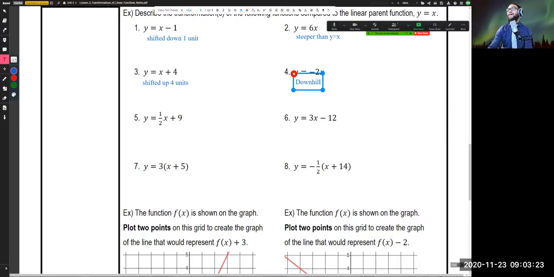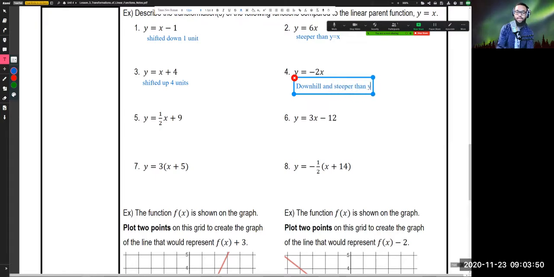And then how is it going downhill? Is it steeper or is it less steep? This has a value other than 1. That's a negative 2 right there. So since it's going downhill, it's also going to be downhill and steeper than y equals x, than our parent function, okay?